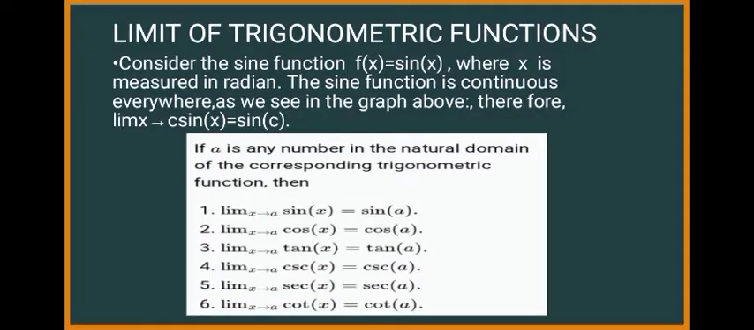Limit of trigonometric functions. Consider the sine function f(x) = sin x, where x is measured in radians. The sine function is continuous everywhere, as we see in the graph above. Therefore, the limit of sin x equals sin c as x approaches c.